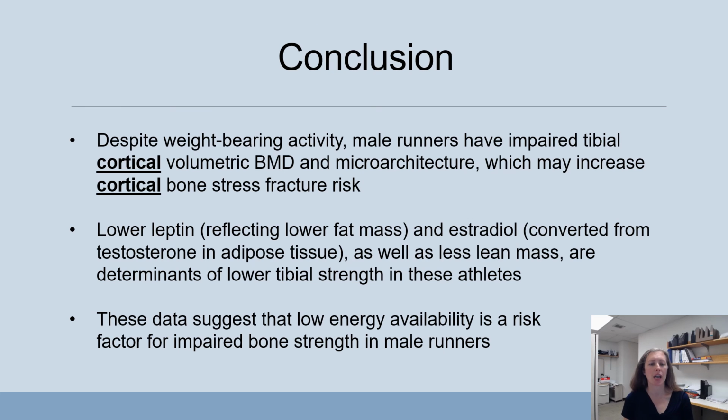In conclusion, despite weight-bearing activity, male runners have impaired tibial cortical volumetric BMD and microarchitecture, which may increase cortical bone stress fracture risk. Lower leptin and estradiol, as well as less lean mass, are determinants of lower tibial strength in these athletes. These data suggest that low energy availability is a risk factor for impaired bone strength in male runners.